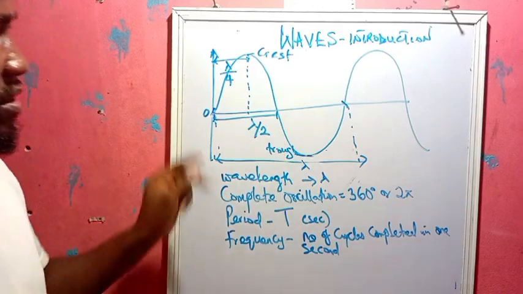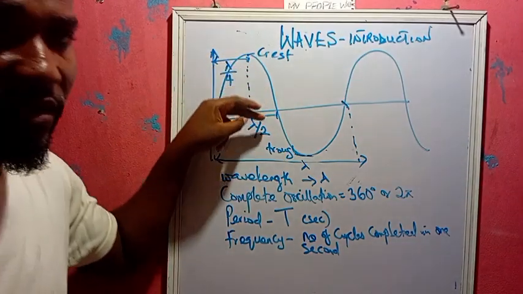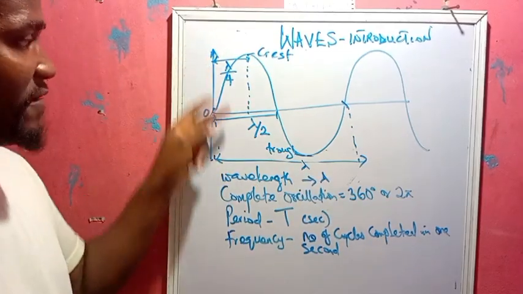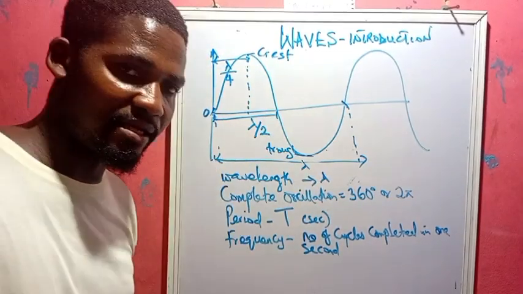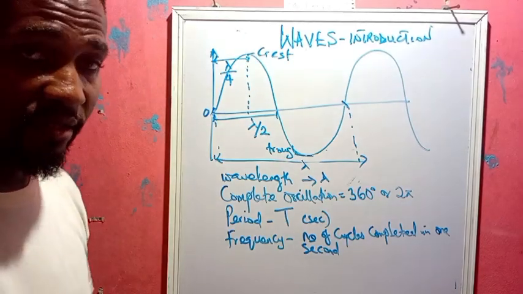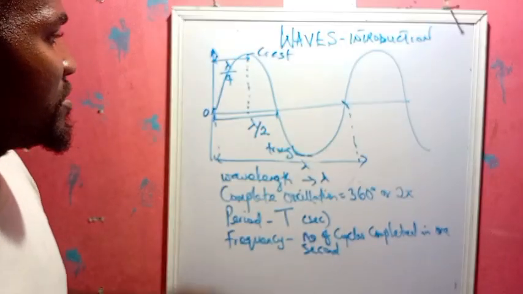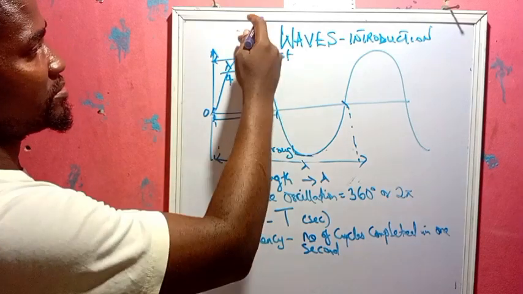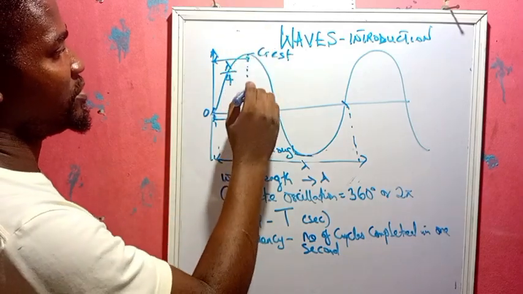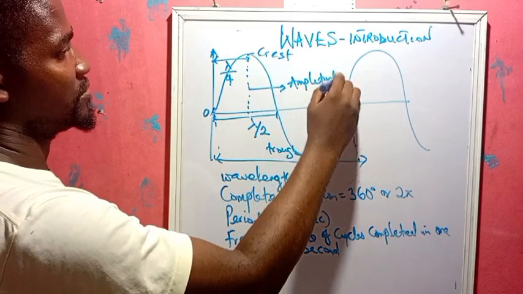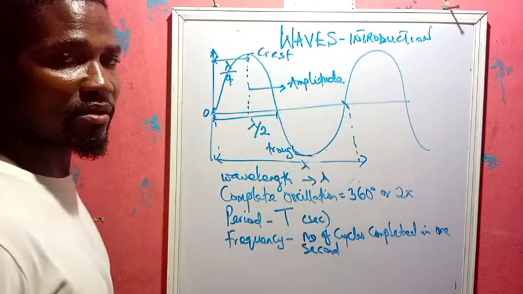Take note, a half oscillation, that's from here to here, is 180 degrees, that's lambda over 2. Complete one is lambda, while half of this is known as lambda over 4. That's a quarter cycle. So these are some of the terms we need to know, and also the maximum from this point to this point, we say this is the amplitude.